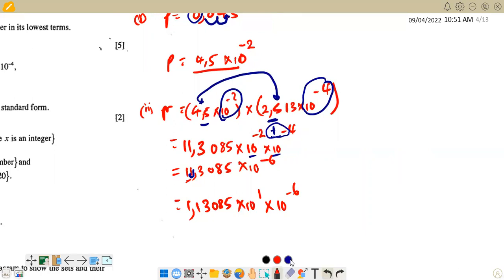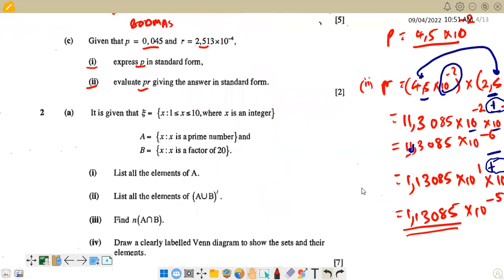So as you can see, we are multiplying and now back to the same thing. If you're multiplying the base, which are the same, you add the power. So we put plus and minus, which is going to give us a minus. So that is going to be 1,13085 multiplied by 10 to the power of 1 minus 6. That will be -5. Okay, so this is your PR in standard form. So that was the question, guys, as you can see.